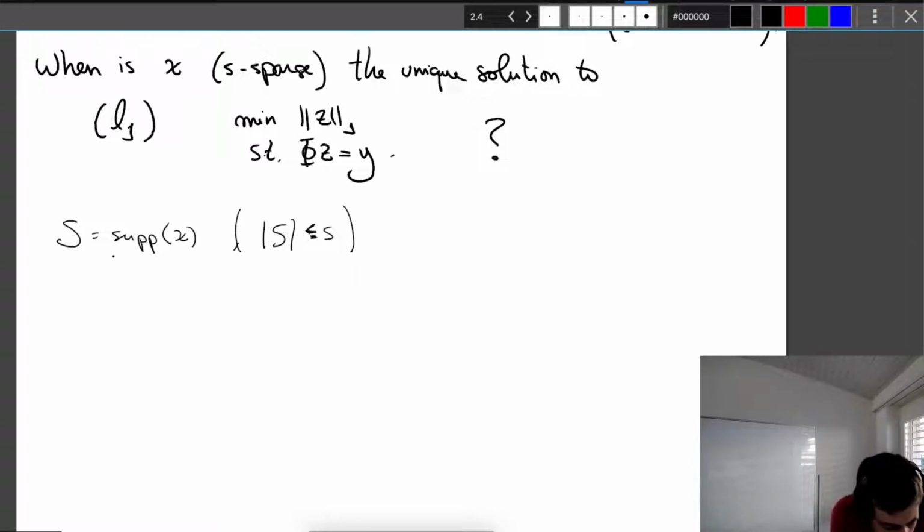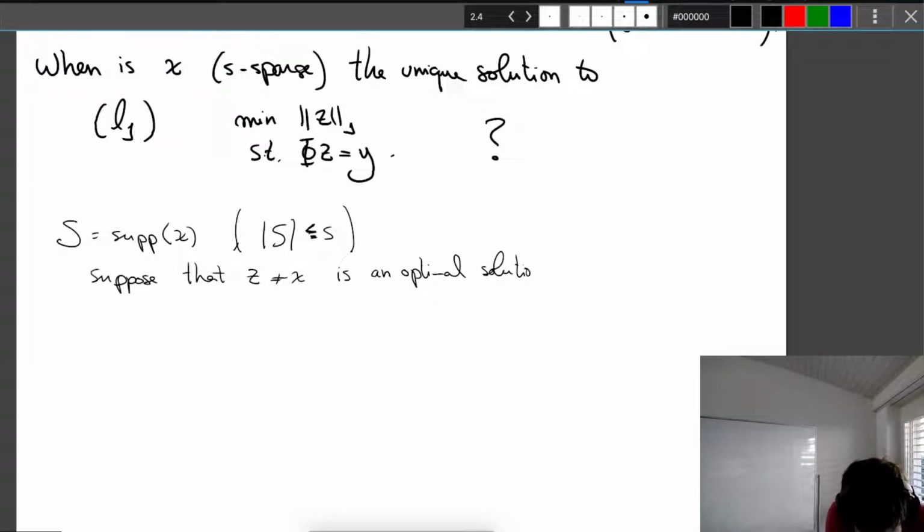Okay. Now let's suppose that there is a better solution. Suppose that Z, different than X, is also an optimal solution. X could be optimal and Z also, but let's say that there's a solution different than X that is an optimal solution of L1.